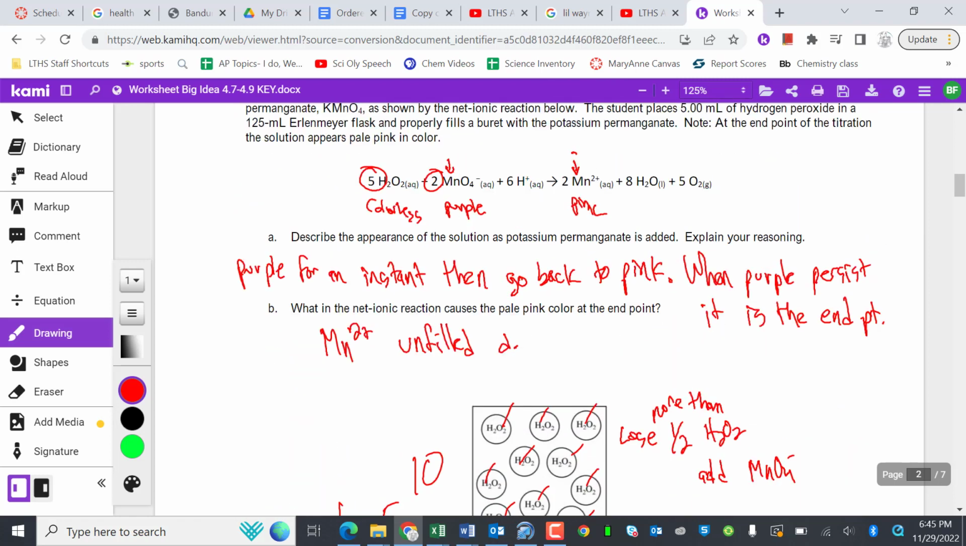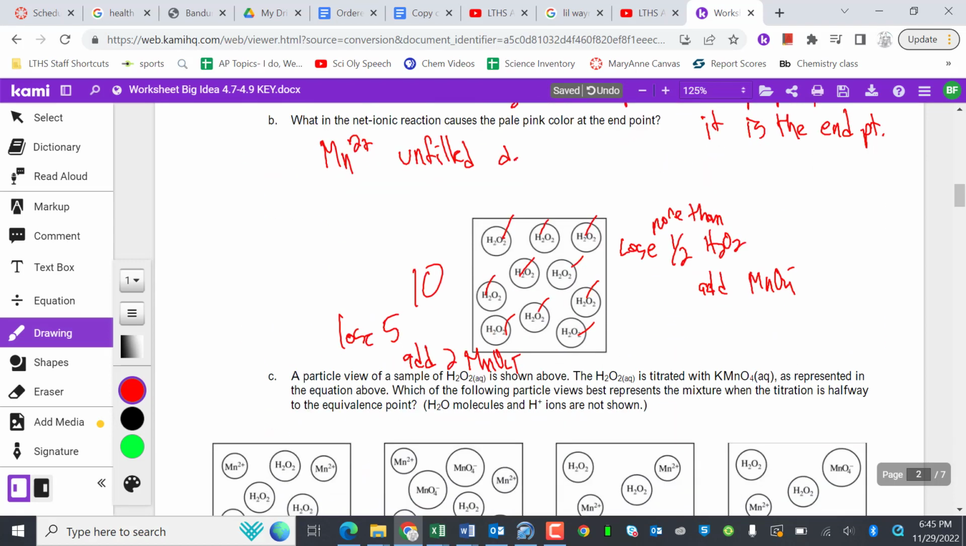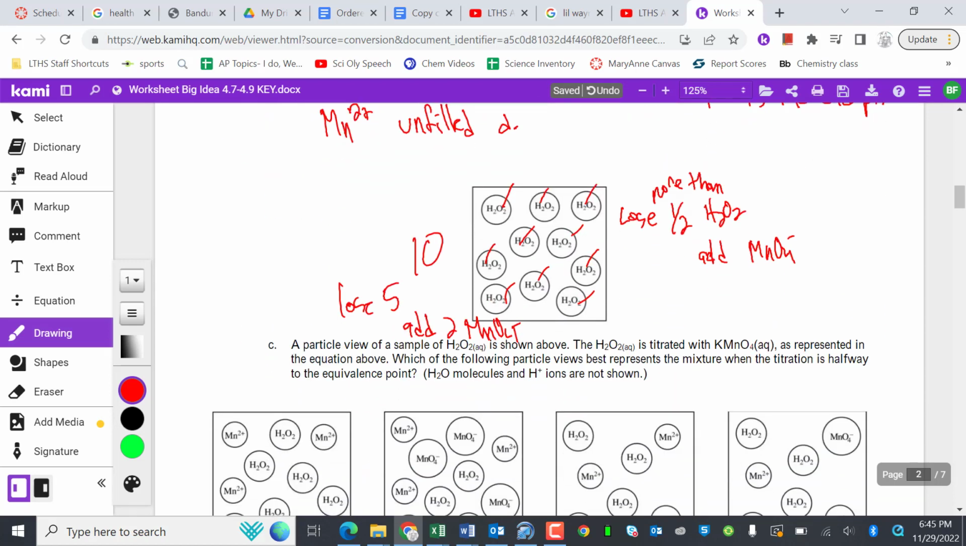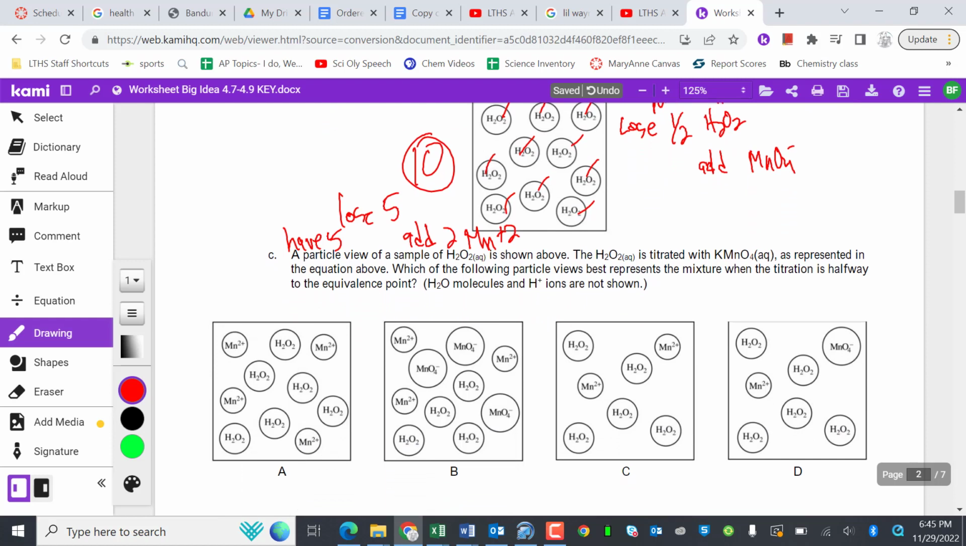That's Mn2+s, right? I said MnO4s. Add 2 Mn2+s, because that's the coefficients. Okay? Halfway, I'm starting with 10, I'll lose 5, so I'll have 5. So that means I'm looking for 5 and 2. 1, 2, 3, 4, 5, 6, nope. 1, 2, 3, 4. Nope. 1, 2, 3, 4, 5. 1, 2. C is the answer.